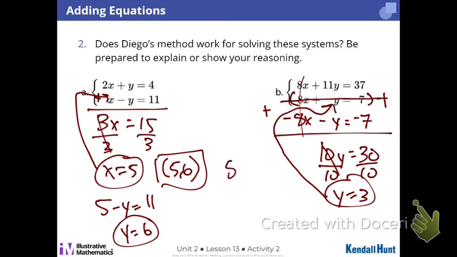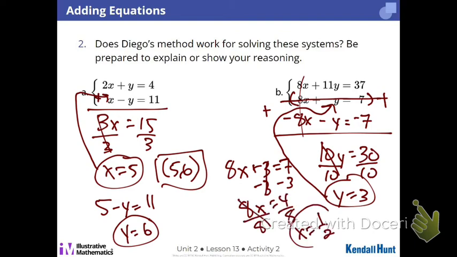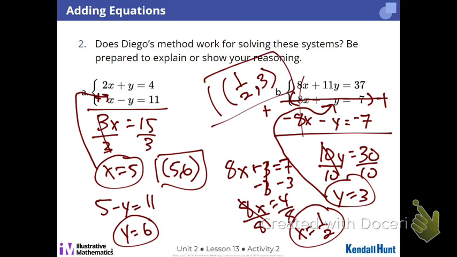I'm going to choose this one because it looks easiest to me. Y is 3. All right, subtract 3 from both sides. If 8x is 4, x is 1/2. Which gives me ordered pair, 1/2, 3. Now, which line should this work on? Both of them. So let's check it out.